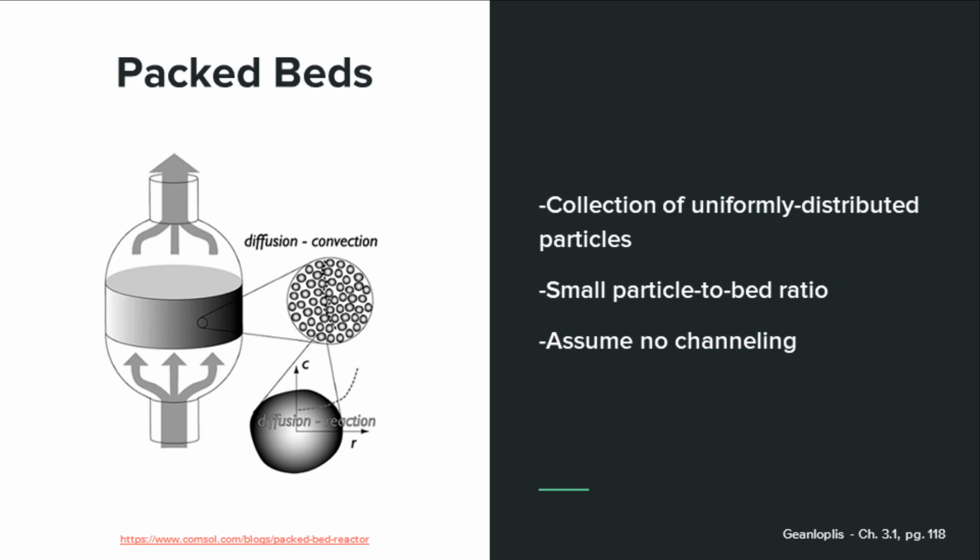As you can see in the bed on the left there, these particles should be quite small compared to the whole bed. Otherwise, there's going to be some undesirable interactions with the walls. And for the sake of discussion, we're going to assume that the void volume is small enough such that the fluid passing through can't channel, like it has to take a narrow winding path through the particles.